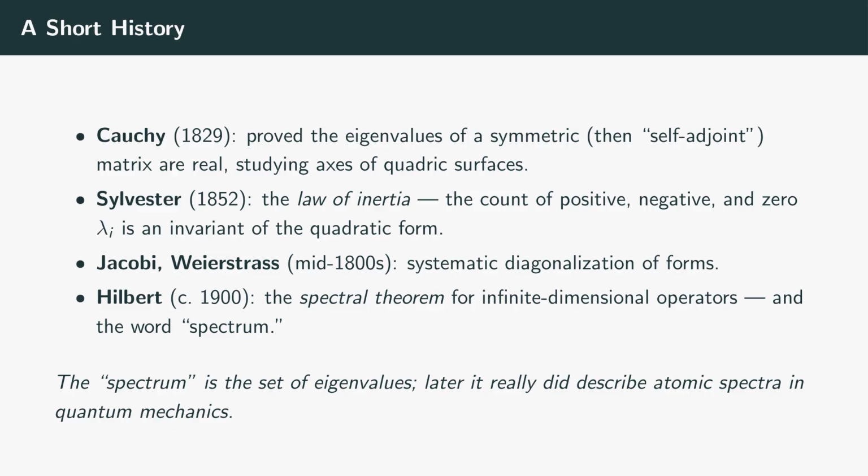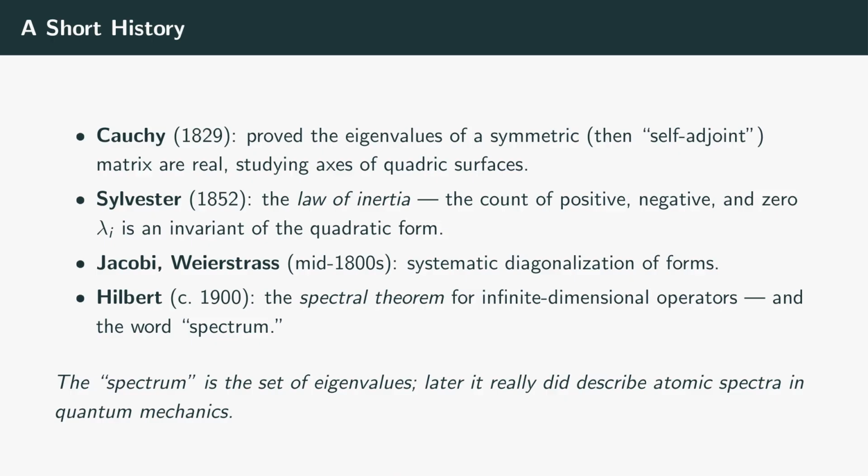A little history. The story begins with the geometry of quadratic surfaces, ellipsoids, and hyperboloids. In 1829, Augustin Louis Cauchy proved that the eigenvalues of a symmetric matrix are always real, precisely while finding the principal axes of these surfaces. In 1852, James Joseph Sylvester discovered the law of inertia. No matter how you change coordinates, the number of positive, negative, and 0 eigenvalues of a quadratic form never changes.